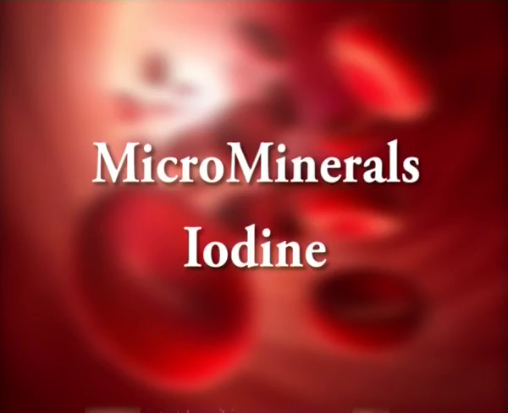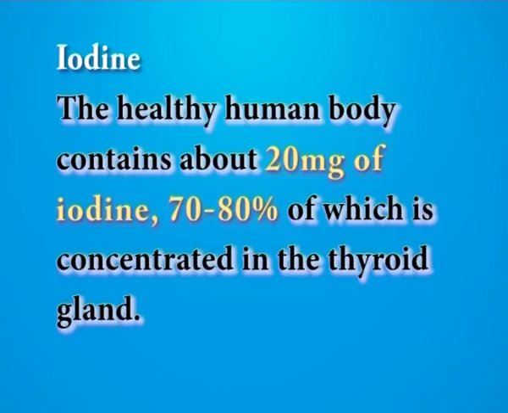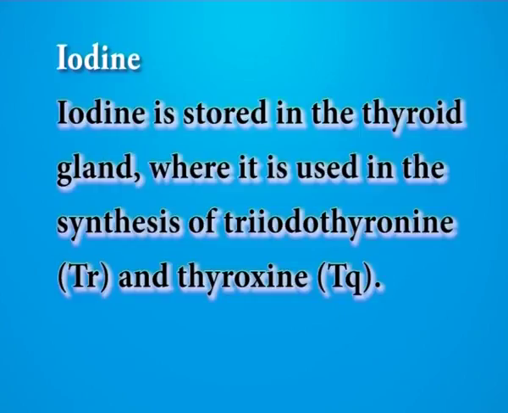Next is iodine. Iodine is an essential micronutrient which is required for the synthesis of thyroid hormone for optimal physical growth and development of humans. The healthy human body contains about 20 mg of iodine, 70 to 80% of which is concentrated in the thyroid gland. Now, let us see the functions of iodine.